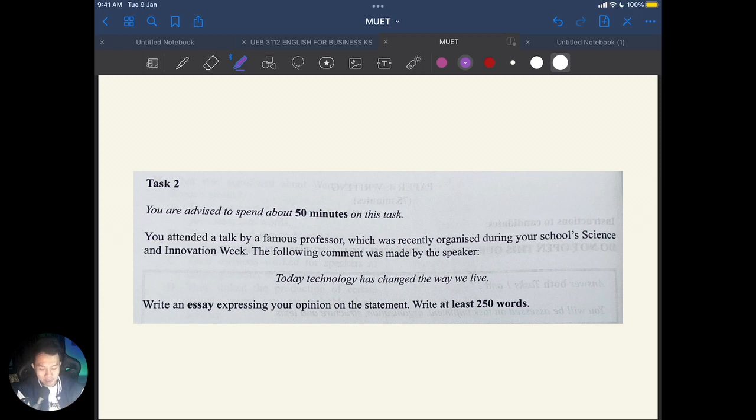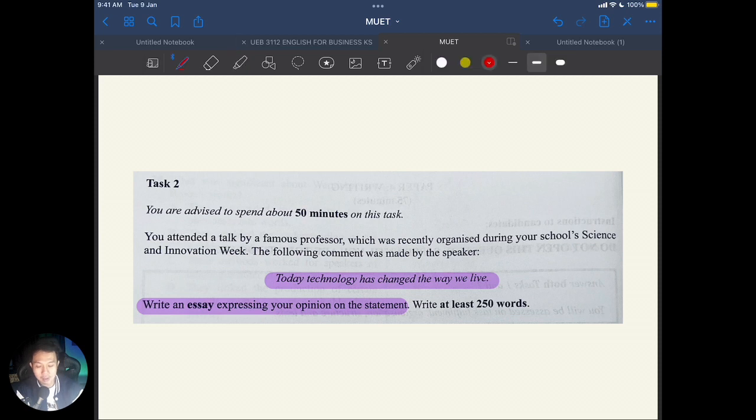Okay, you have attended a talk by a famous professor which was recently organized during your school's Science Innovation Week. The following comment was made by the speaker: Today, technology has changed the way we live. Write an essay expressing your opinion on the statement, write at least 250 words. So he wants you to write an essay expressing your opinion on the statement. Write at least 250 words. So how do you want to write?